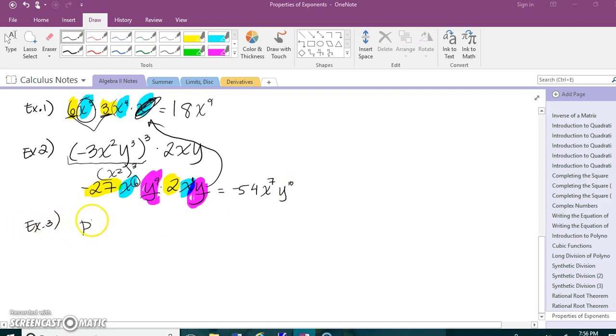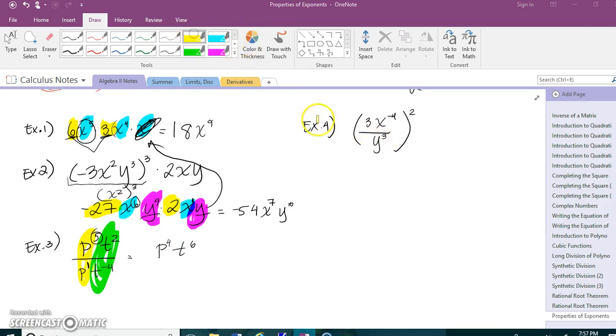Let's try one more entry-level problem. Throw some division in here. All right, so here I have p's and I have t's. You can only combine the bases that are the same. So if you divide, remember you subtract your exponents. So p to the 5th over p to the 1st, you're going to subtract 5 and 1 and get p to the 4th. Here I have 2 minus negative 4. That'd be 6. So I'm going to get t to the 6th there.